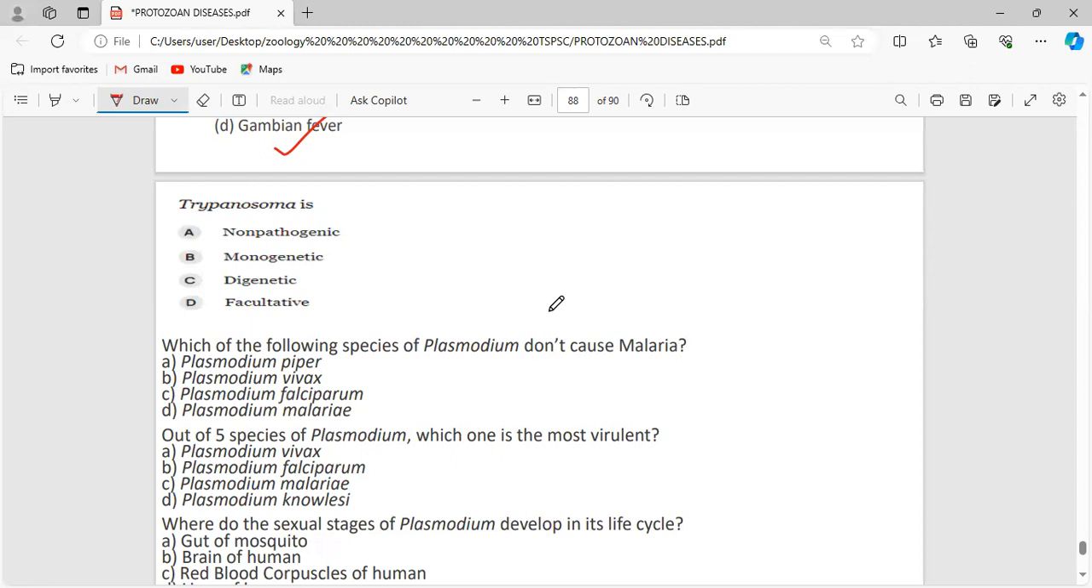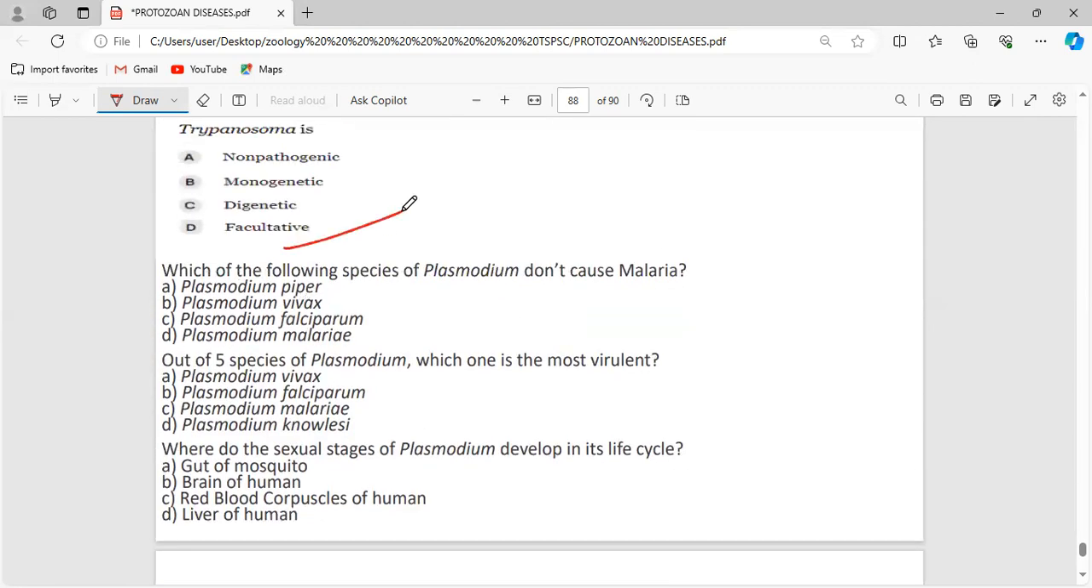And man has which form? You have to remember which form has been seen in the man and which form is present in the tsetse fly. Trypanosome form and crithidial form. Both will be present in the tsetse fly, and their location. You have to remember these.